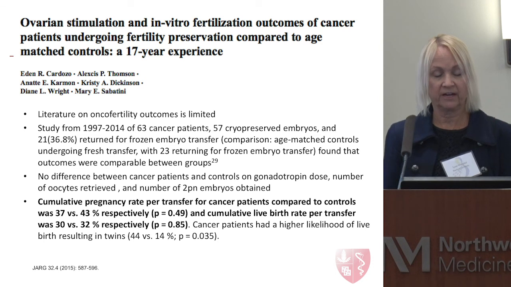embryo transfer. And then they compared these to age-matched controls who had done a fresh cycle in that same time period. And they found that there was no difference in terms of the gonadotropin dose used, number of oocytes retrieved, and the number of 2PN embryos obtained. The cumulative pregnancy rates were comparable between the two groups.